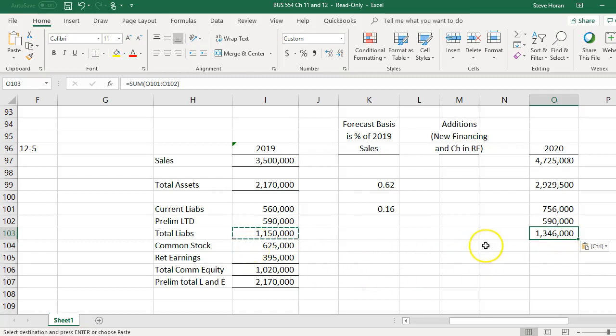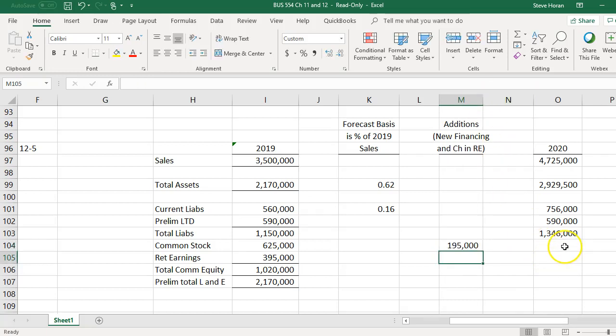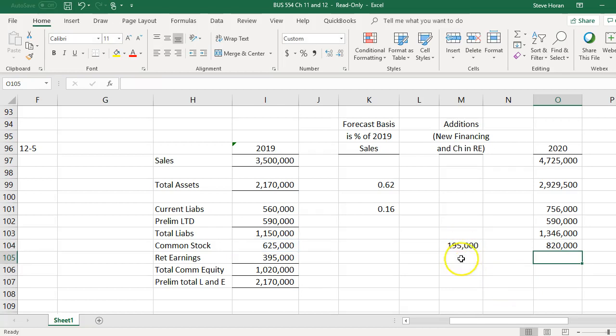Now for common stock, what they mentioned was that we're going to increase common stock. We're going to sell 195,000 worth of stock. So the sum of 625 plus 195 is my new number, 820. And then we have to figure out the retained earnings increase.